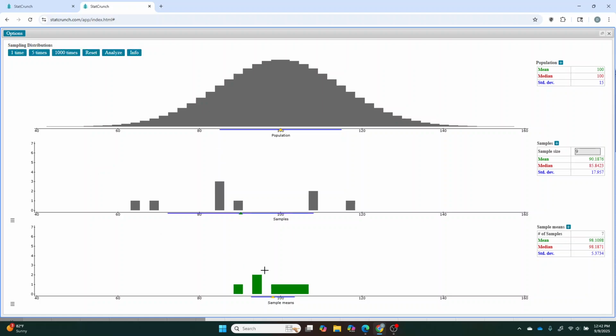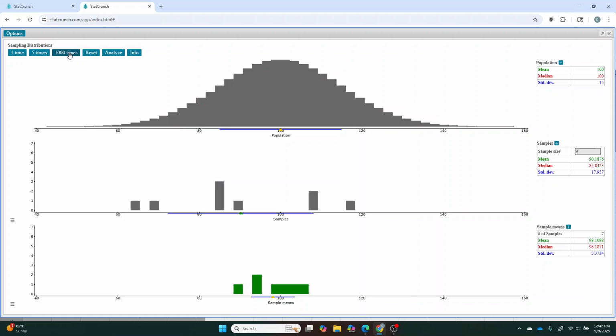And what the central limit theorem claims is that this distribution down here in green, this distribution of sample means, is going to be bell-shaped. It also claims that the average of these sample means is going to be the same as the population mean, and that the standard deviation of these sample means is going to be the population standard deviation divided by the square root of our sample size. So let's see if we simulated taking 1,000 samples.